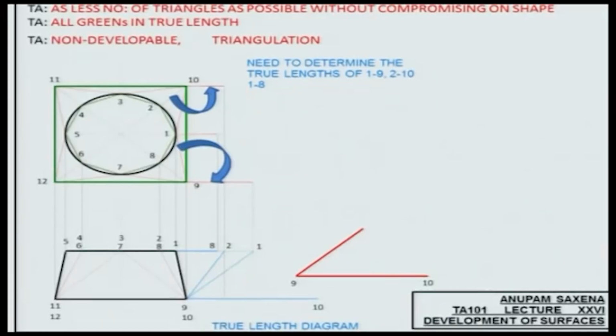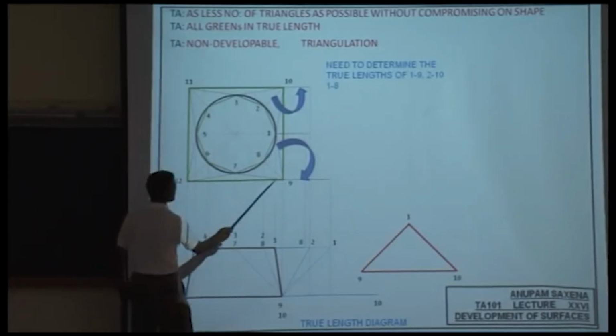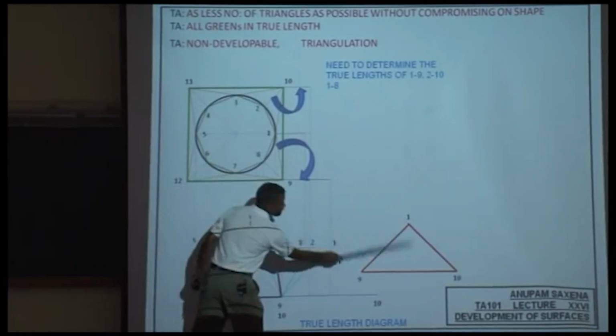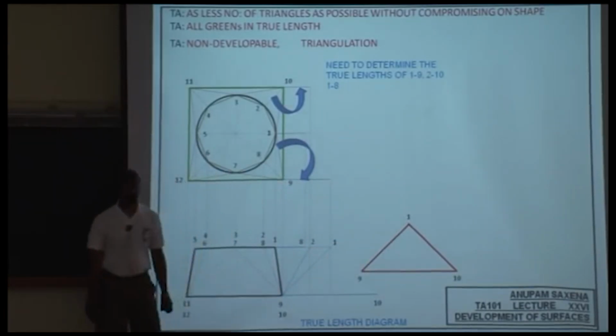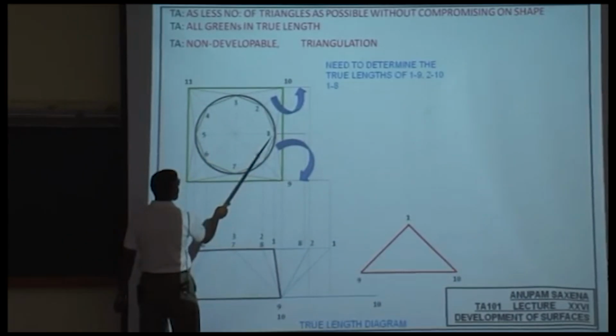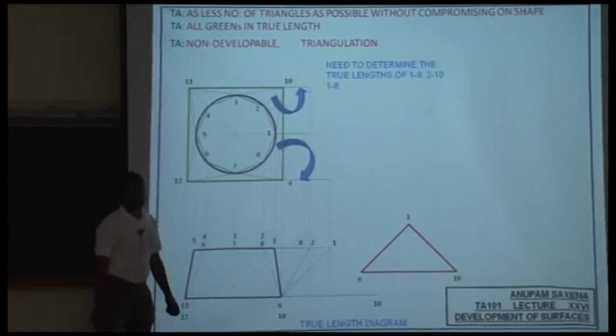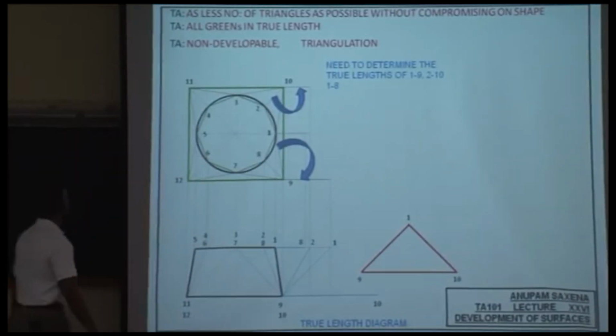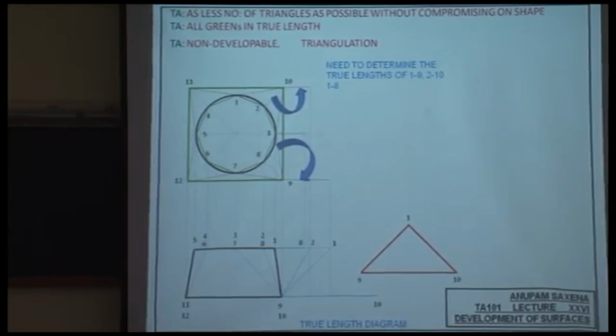I'll go with 9, 1. And I'll go with 10, 1. So this triangle is something that I have now on my two-dimensional plane. Yeah? 9, 10, 9, 1, 1, 10. Okay? Which triangle now? Perhaps 1, 2, 10.